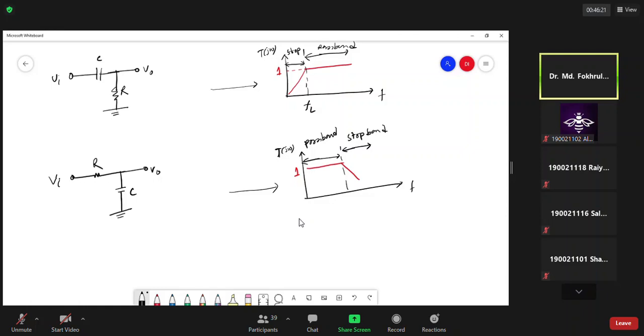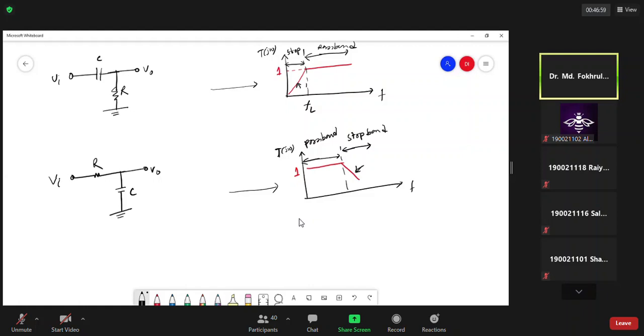We have seen these characteristics earlier. And one interesting thing, the slope of this one, we have also seen, is about 20 dB per decade. Simply in first order, we have seen that it is 20 dB per decade, or maybe we can say that it is 6 dB per octave.